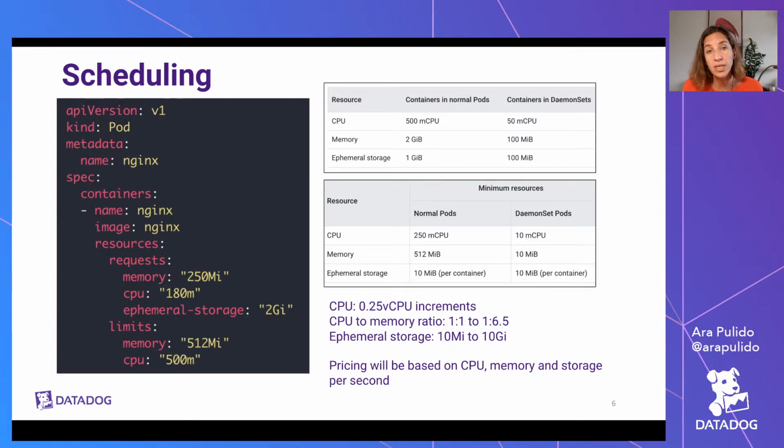The important bit here is the pricing will be based on that CPU, memory, and storage per second that was in the end planned for you. So if in the end, instead of 180 millicore it is 250 millicore, sorry, that's what you're going to get charged for.